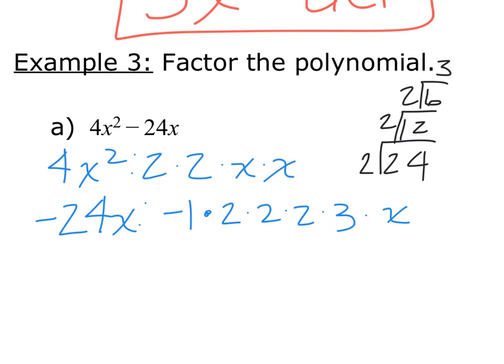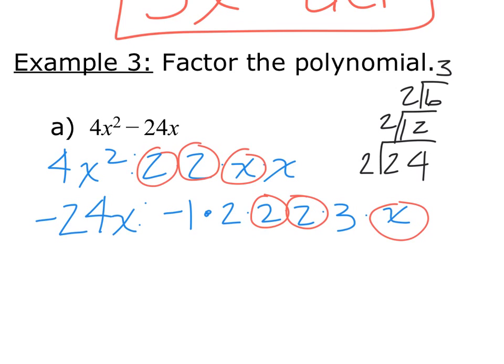All right, so what do these two have in common? They both have an x. What else? A 2. Anything else? Don't they have another 2 in common? We got another 2. So I can factor out 2 times 2 times x.